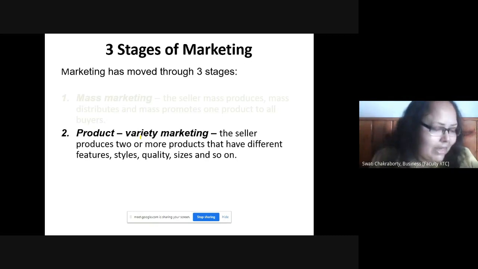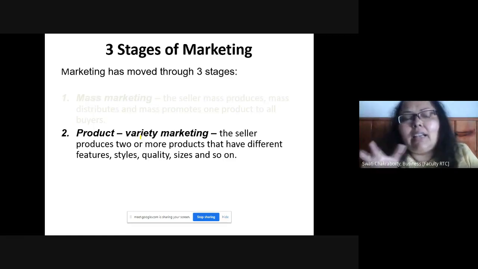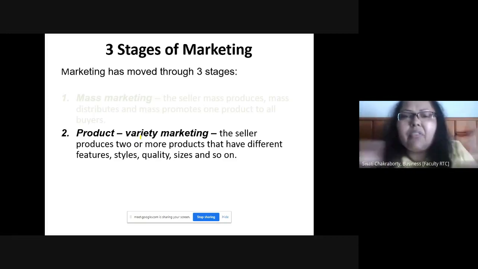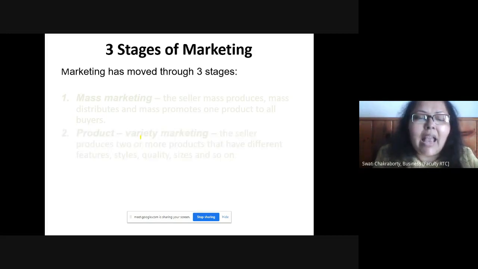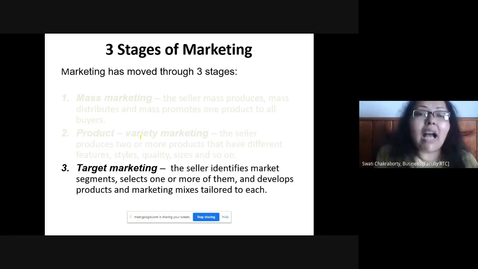Okay. The second that comes up is product variety marketing, where the seller is actually producing 2 or more products that have different features, styles, different variety, different sizes. So there's a variety. So 2 or more. But again, selling for everyone. Selling for everyone. But there is a variety. It's not the same. And the third that comes up is where we talk of target marketing.